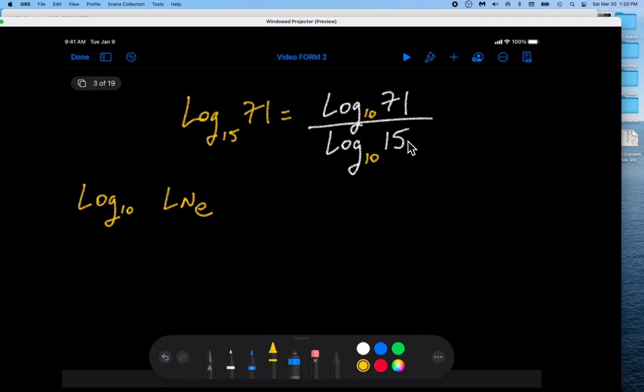We can enter that in a calculator. You'll get some number divided by some number, and you'll evaluate it. In fact, if we do that, you end up with 1.5741. Or we could make that log anything we want. We could use base 4.